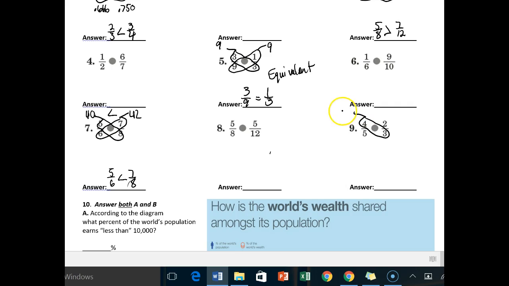Lastly, number 9, 4 times 3 is 12. 5 times 2 is 10. 12 is greater than 10, so 4/5 is greater than 2/3. Very similar to this one, right? They both only have 1 left to make them a whole, but because this denominator is bigger, you have more pizza left here. These slices were bigger, so giving away 1 is kind of a big deal for you, because you only have 2 slices of pizza left. Here, you have 4 slices of pizza left.